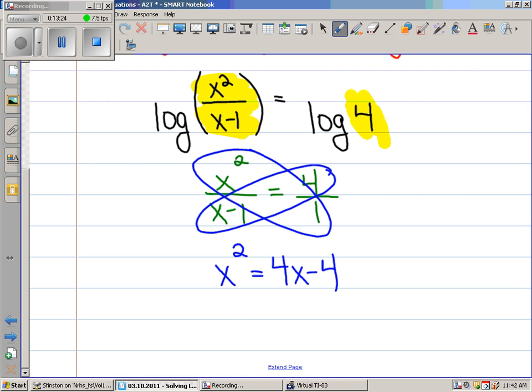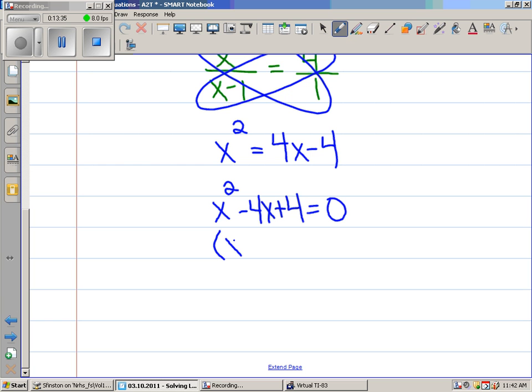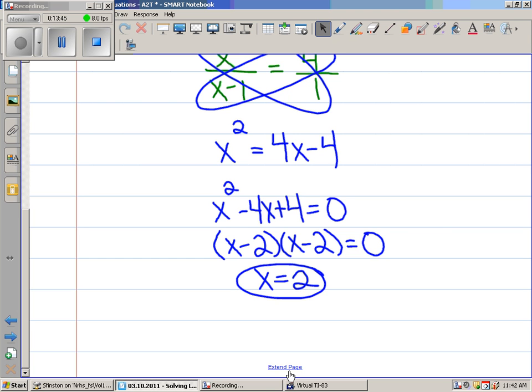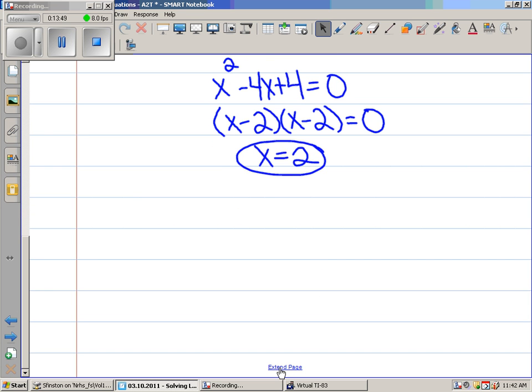4x minus 4. You set it all equal to 0. You factor and solve it. I apologize for going too fast for anybody. Turns out x is equal to 2. It's a perfect square. Whoops, my bad. Sorry about that.